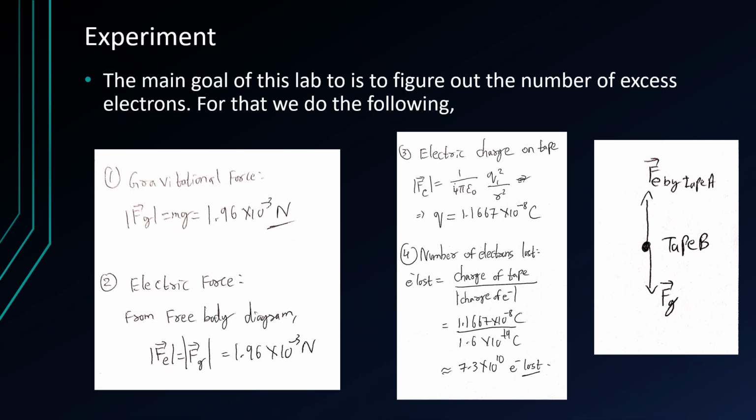The main goal of this lab was to figure out the number of excess electrons. So for that, we first find the gravitational force, which we got to be this much. From this free body diagram, the gravitational force is equal to the electric force in magnitude. That's why we have the same value for the gravitational force and electric force. Using Coulomb's law, we find the charge to be this much, and using all this information, we find the number of electrons lost, which is approximately 7.3 times 10 to the power of 10.